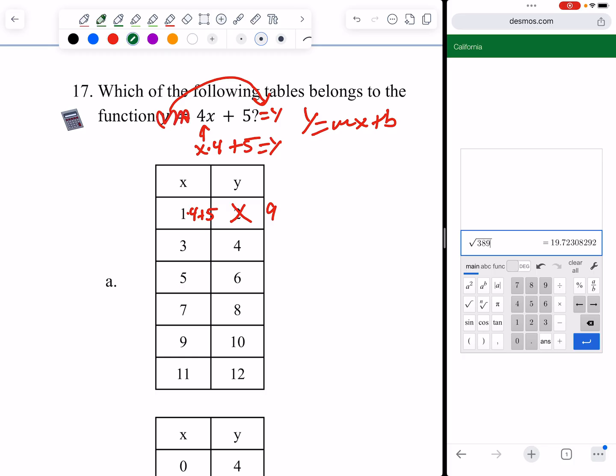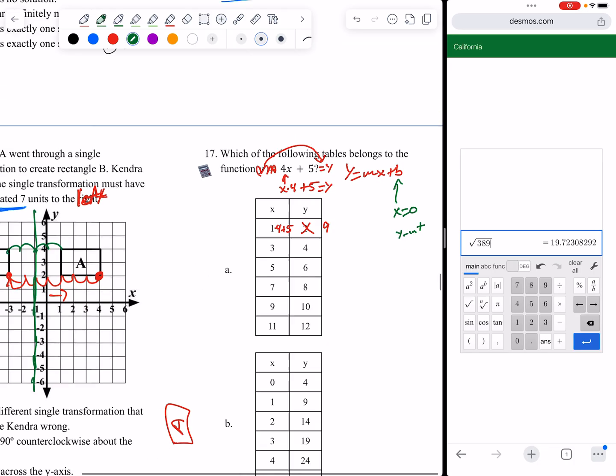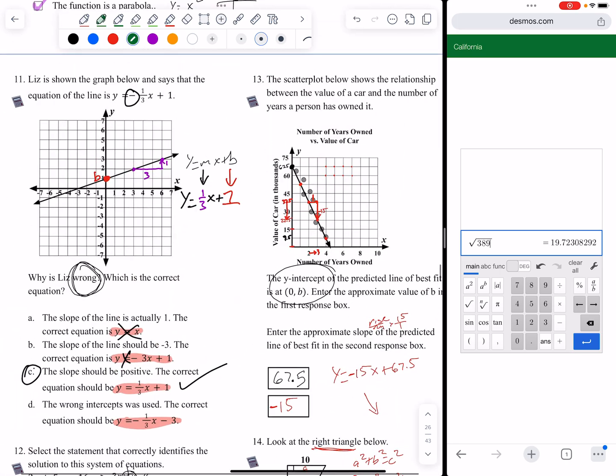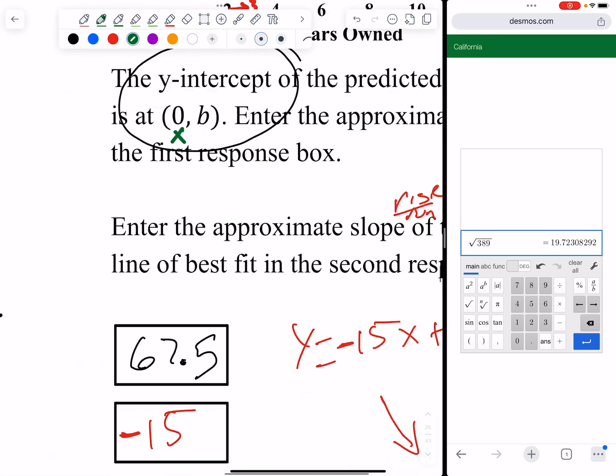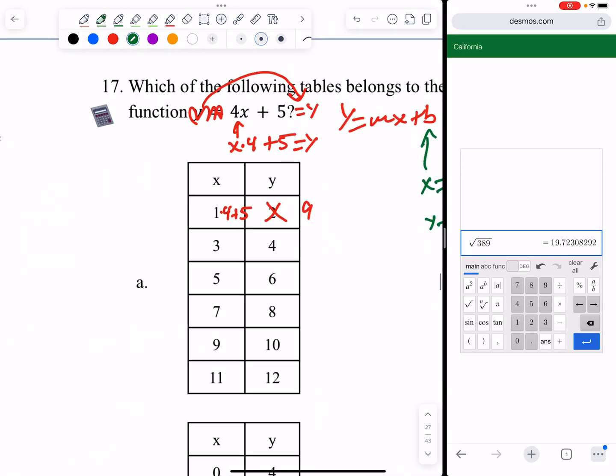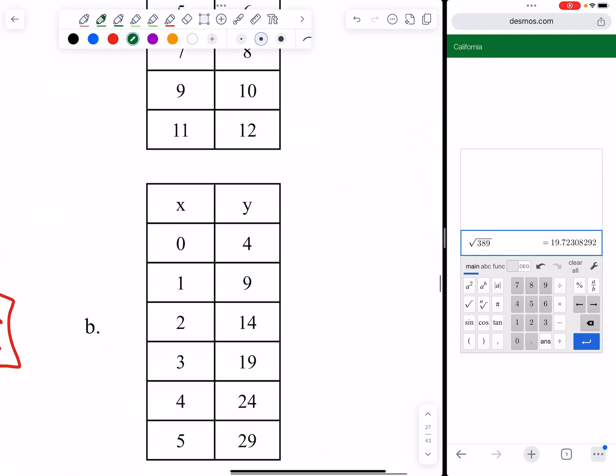The other way to do it is understand that your b is when x equals 0, since it's your y-intercept. So here's what I'm talking about, right? Enter your b. Look at what x is. X is 0. So when x equals 0, b equals 5. There's x equals 0. This one is not 5, so it can't be that one.